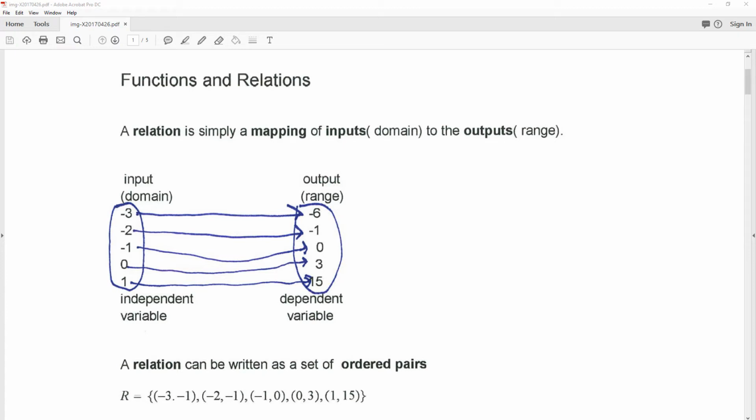Functions and relations. A relation is simply a mapping of inputs to the outputs. The domain is the set of inputs, and the outputs is called the range. Here I have two sets for you. See the input, the domain, the set of inputs, and the output is called the range, which is the set of outputs.